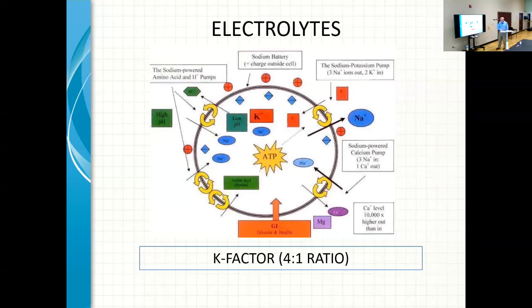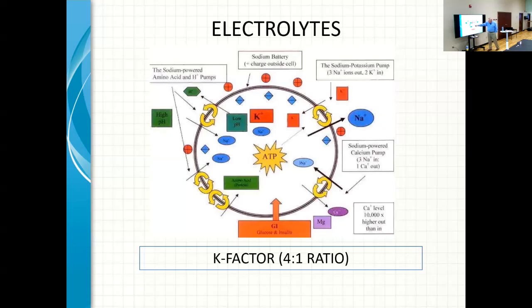And real quick, the problem with high blood pressure is the amount of sodium that is inside each cell in relationship with potassium. Potassium and sodium bind together, kind of group together.